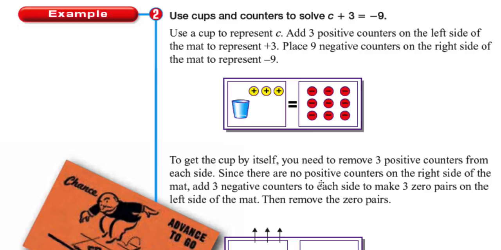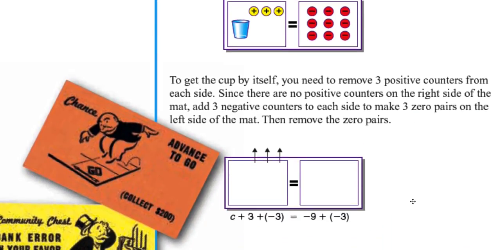Problem is, since there are no positive counters on the right side of the mat, we need to add 3 negative counters to each side to make 3 zero pairs on the left side of the mat. Then remove the zero pairs. Okay? Basically, this is what it's saying. Basically, we add 3 negative counters.